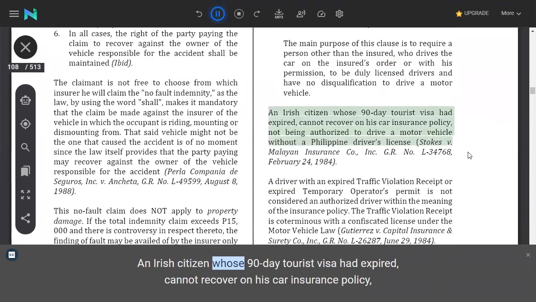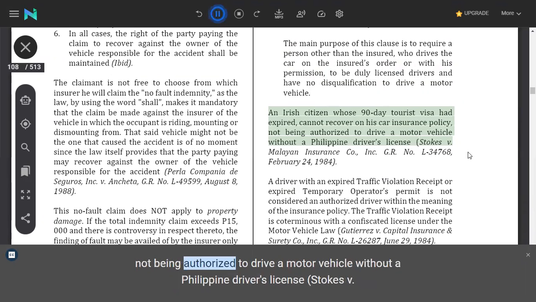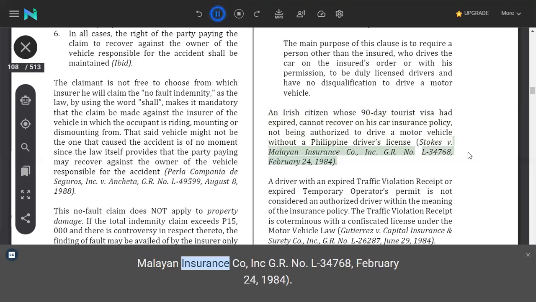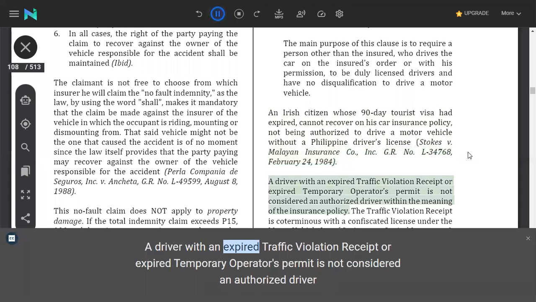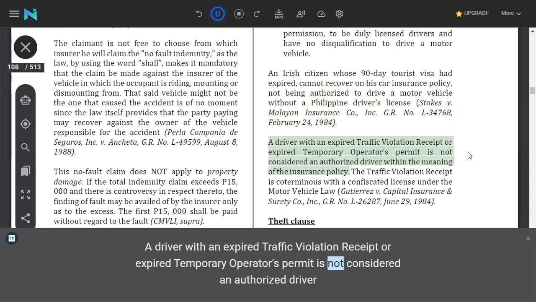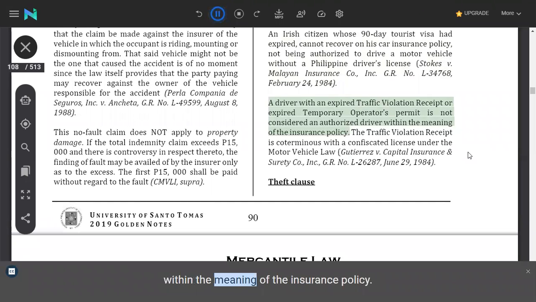An Irish citizen whose 90-day tourist visa had expired cannot recover on his car insurance policy, not being authorized to drive a motor vehicle without a Philippine driver's license. Stokes v. Malayan Insurance Co., Inc., G.R. No. L-34768, February 24, 1984. A driver with an expired traffic violation receipt or expired temporary operator's permit is not considered an authorized driver within the meaning of the insurance policy.